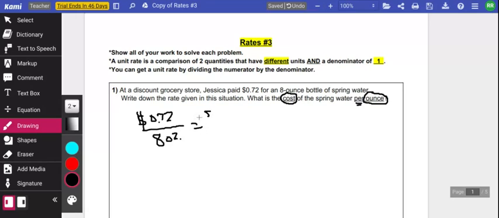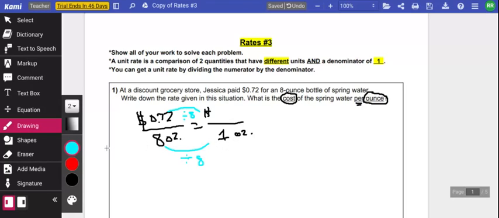So we're going to set this rate equal to the unit rate. So cost per 1 ounce. Because remember, a unit rate not only compares two quantities that have different units, but it also has a denominator of 1. Okay, so we can use the scale down method here. If we go from 8 to 1, how did we go from 8 to 1? Well, we divided by 8. And so we should also divide by 8 in the numerator. So 72 cents divided by 8, that will give us how much we pay per 1 ounce.